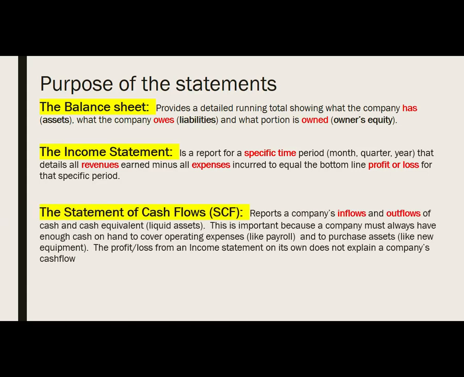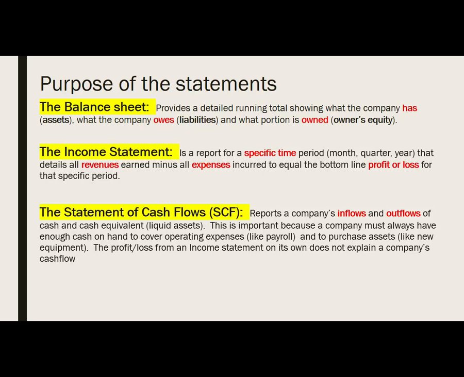Statement of cash flows is a very important statement because a company may actually be making money. However, they need to make sure that they also have positive cash flow, or enough cash in the bank. So what a statement of cash flows does, it reports the inflows and outflows of cash or any cash equivalent. Liquid assets would be a cash equivalent because you can turn them into cash a bit quicker.